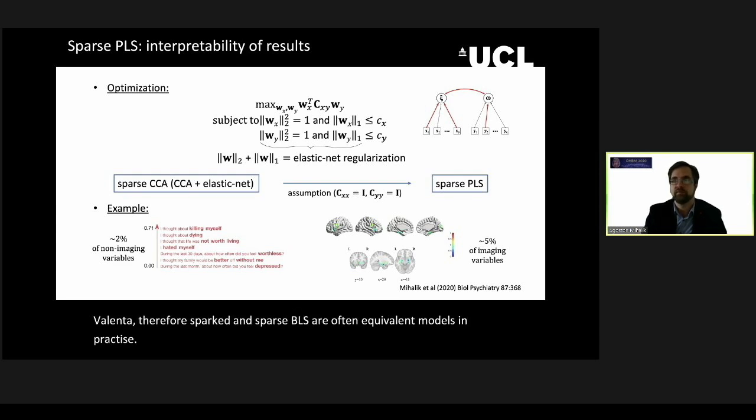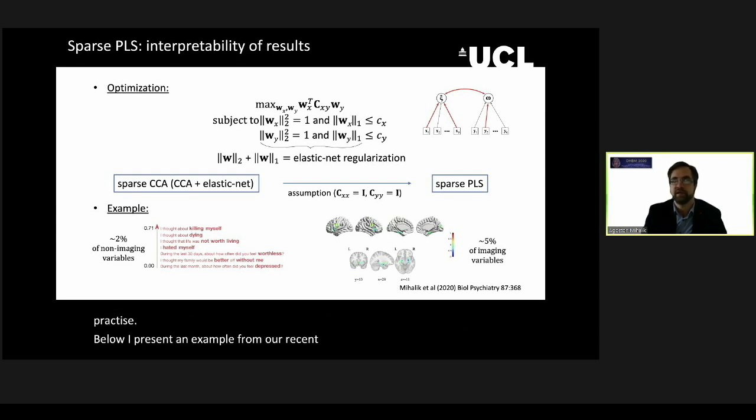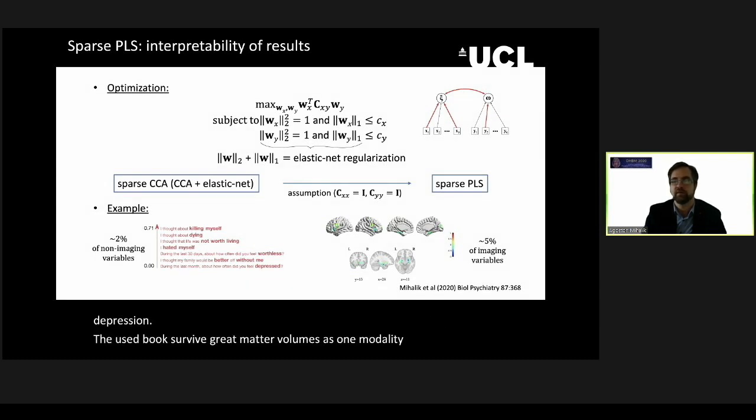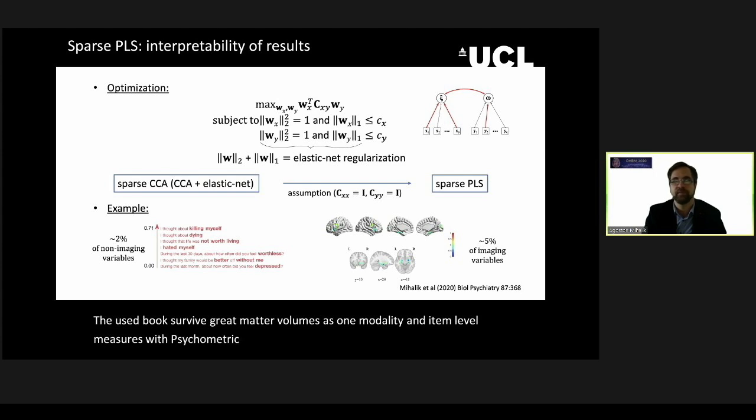Below, I present an example from our recent study where we applied sparse PLS in a sample of 345 adolescents, with some of them being diagnosed with depression. We used voxel-wise gray matter volumes as one modality, and item-level measures of psychometrics, IQ, and demographics as the other modality. We can see that sparse PLS managed to link 7 depression-related variables to a small set of brain regions, including insula and subcortex, while selecting only about 2% of the non-imaging and 5% of the imaging variables. Therefore, we can see that sparsity greatly facilitated the interpretability of the results by selecting such a small subset of consistent variables.